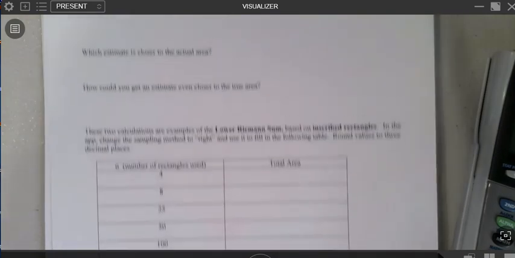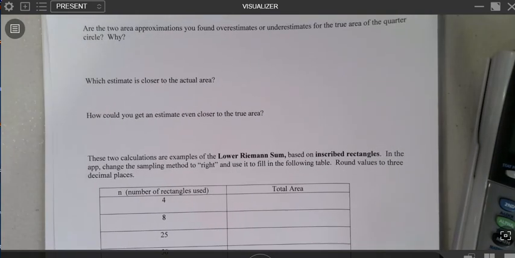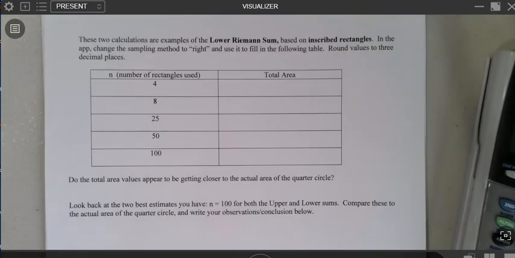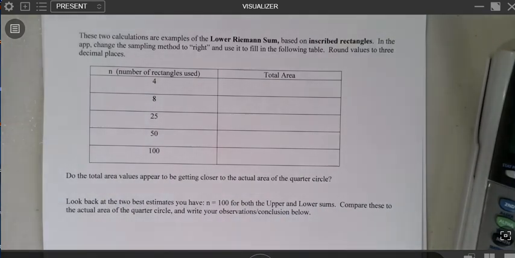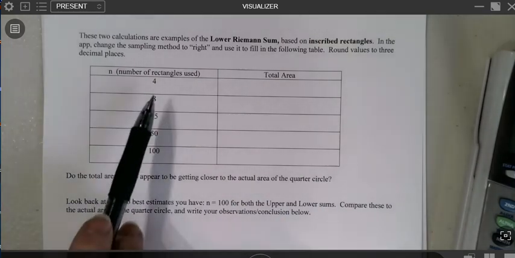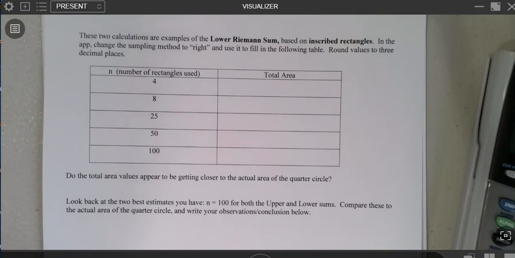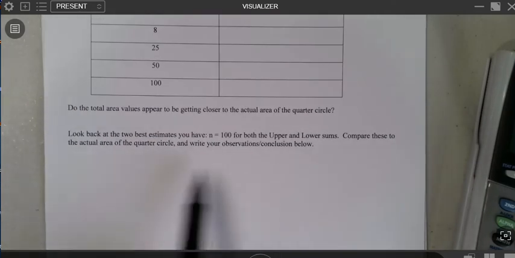You will answer a few questions at the top of the next page, and then you'll go back to whatever computer application you were able to get working, and you'll do more and more rectangles, hopefully seeing the area estimates get closer and closer to the value of the actual area of the quarter circle. I did want to make a mention of this last question down here.